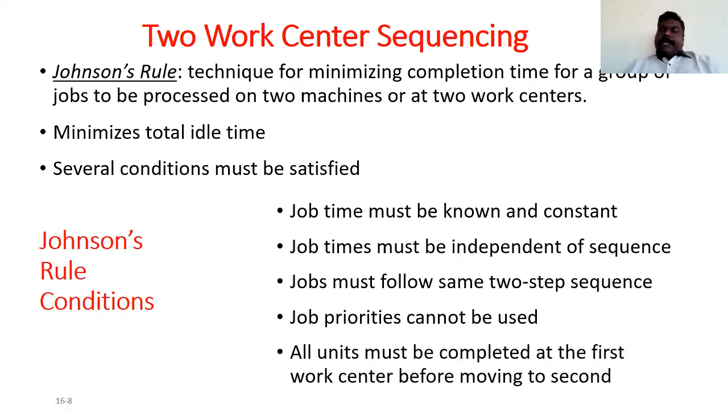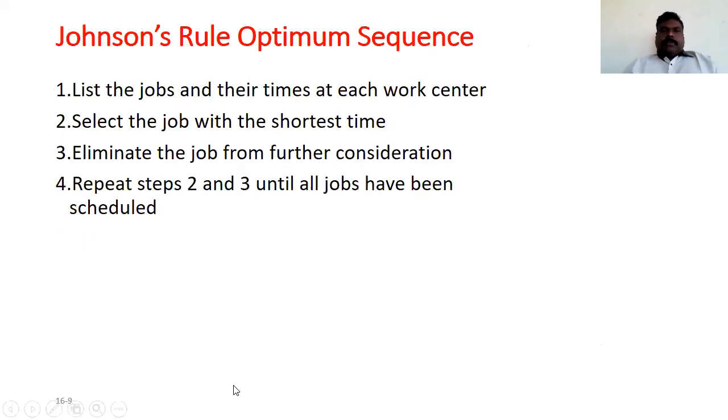All units must be completed at the first work center before moving to the second. See here, if you are going to work with machine one, machine two, machine three, the inputs will be moving from machine one to machine two to machine three. It cannot move from machine 2 to 3 and then come back to 1. So we are going to use a sequencing where all units move from the first work center, then to the second and third. Once one is completed, then it moves forward. These are the rules and conditions of the Johnson rule.